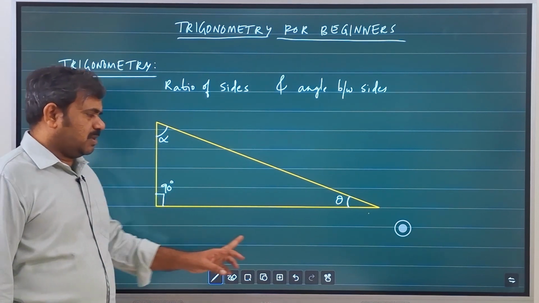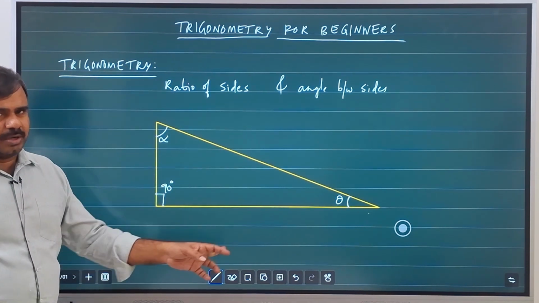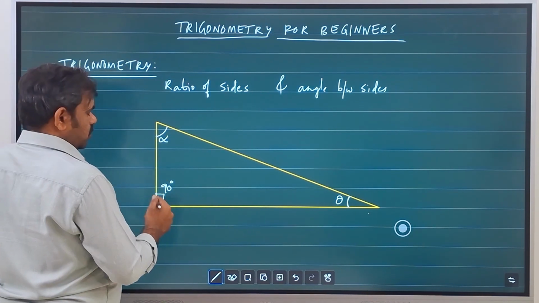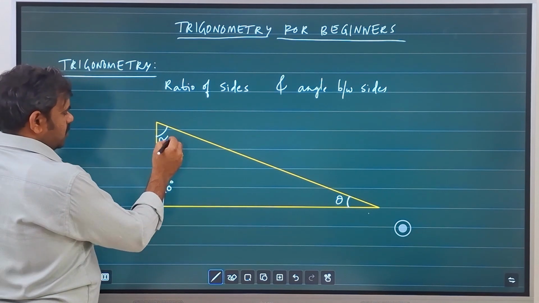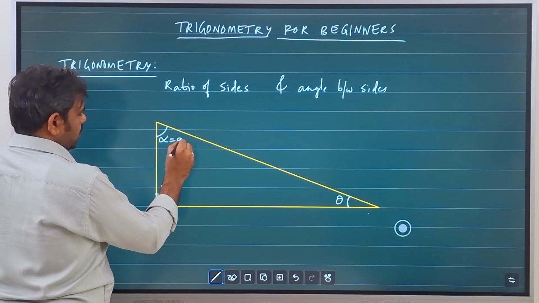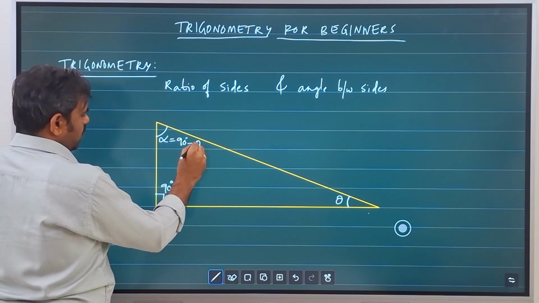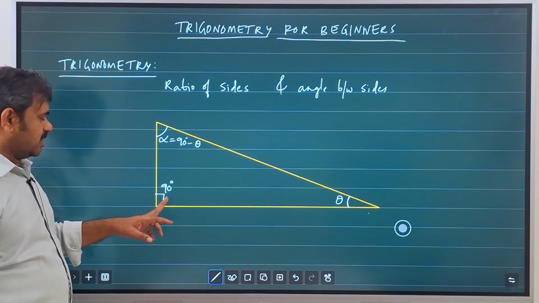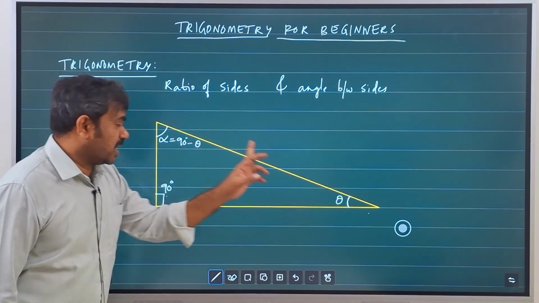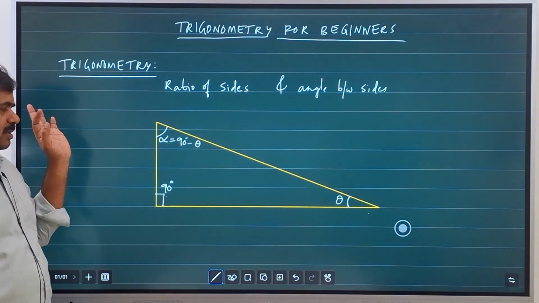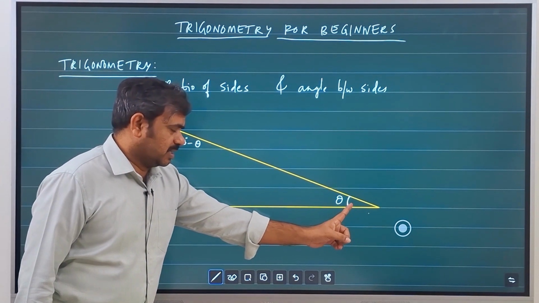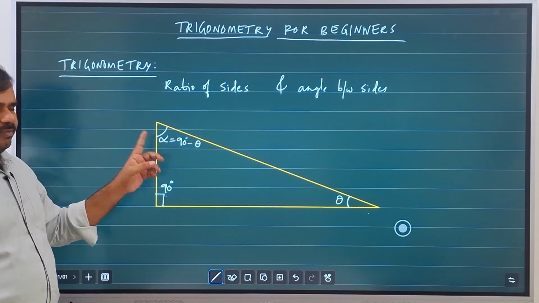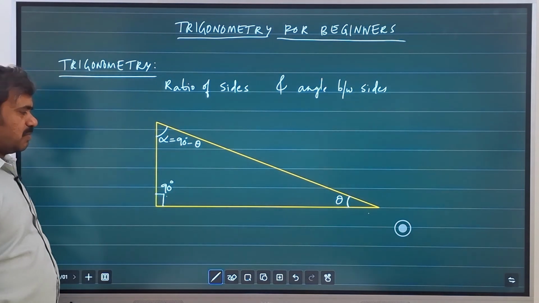You know, sum of the angles in a triangle should be equal to 180 degrees. One angle here is 90 degrees, so the sum of the other two angles should be equal to 90 degrees. So if this angle is theta, the other angle alpha should be equal to 90 degrees minus theta.